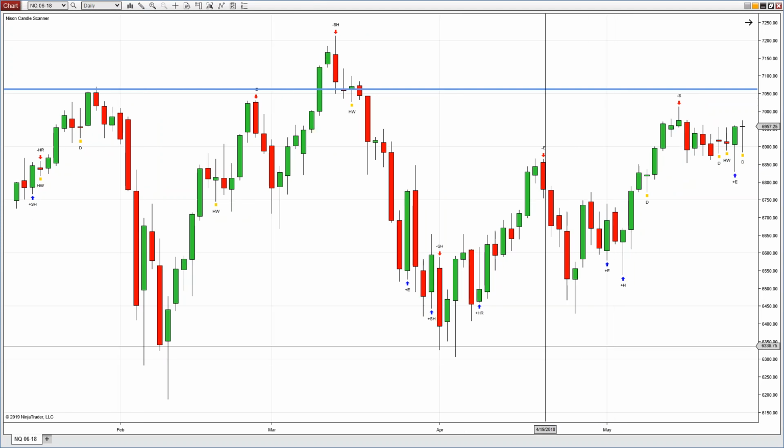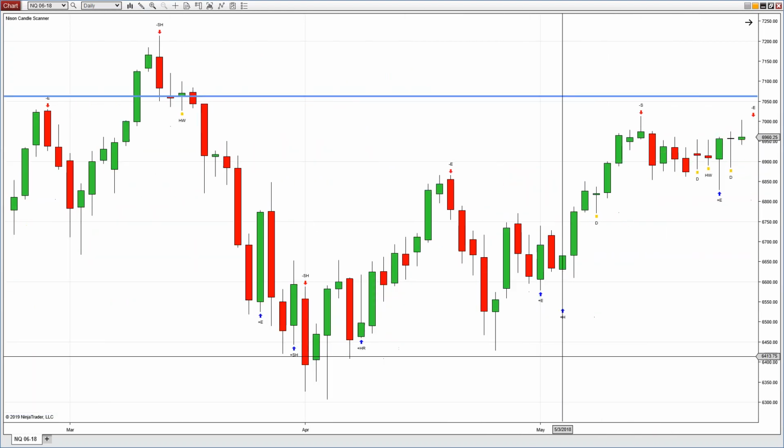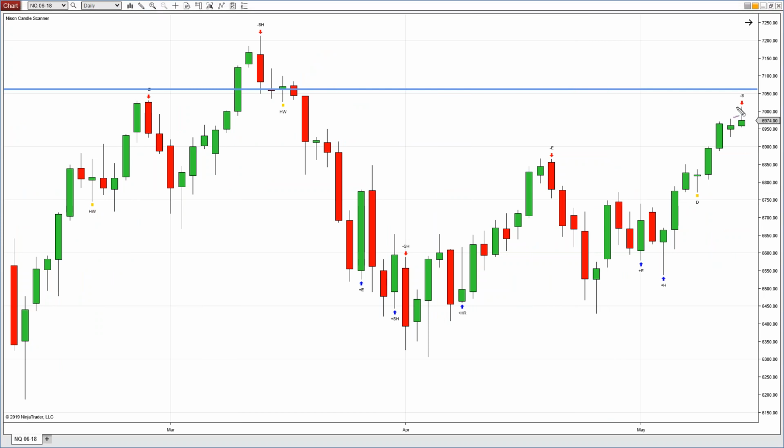In this particular example, because of where it occurred and after multiple sessions higher, I would have looked at this very closely, but I would have not necessarily considered this to drop aggressively or even for multiple sessions to the downside because of how bullish this was.